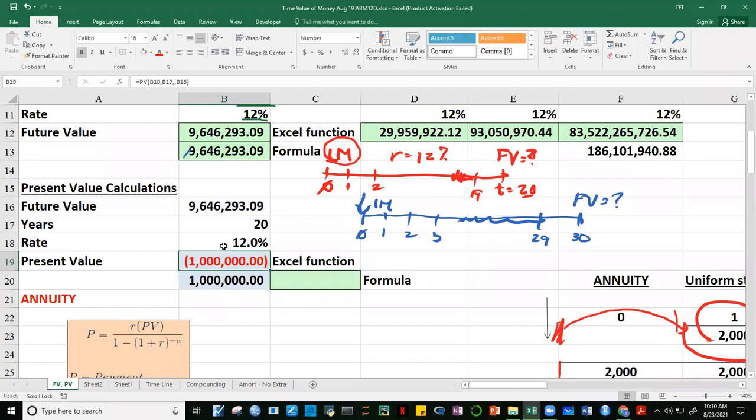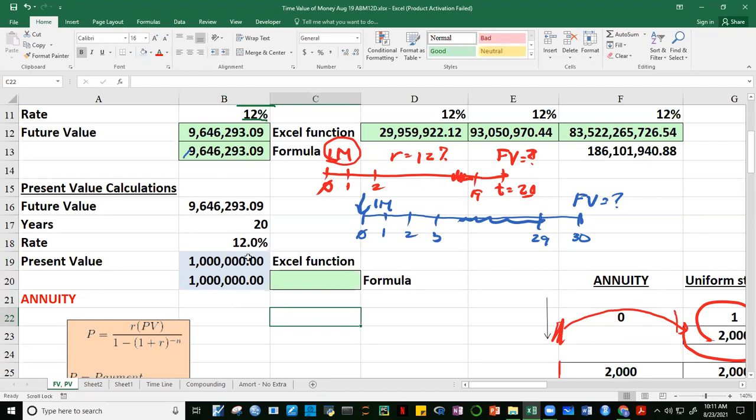As sabi ko nga kanina, Excel is very particular about the nature of the transaction. Since positive yung future value natin, ibig sabihin, that present value should be negative. Okay? Kasi walang transaction na parehong negative at saka positive yung future value. Kaya nag-error si Excel pag ganun. Okay, negative na to. So we're just interested in the absolute value.